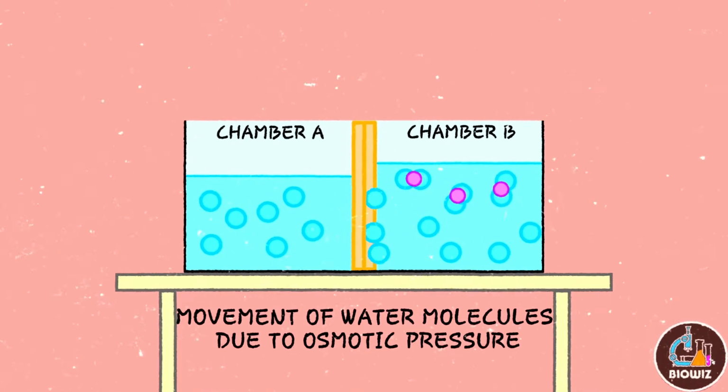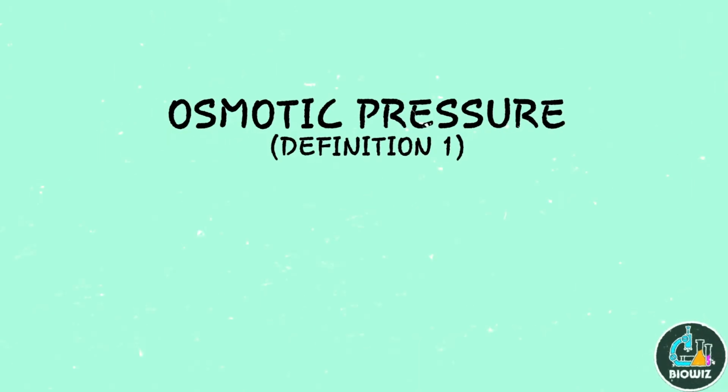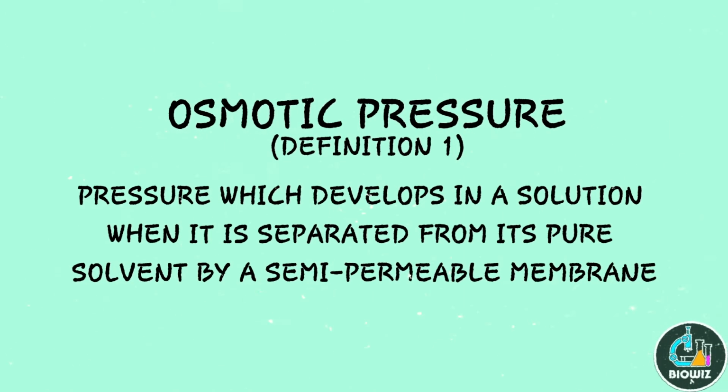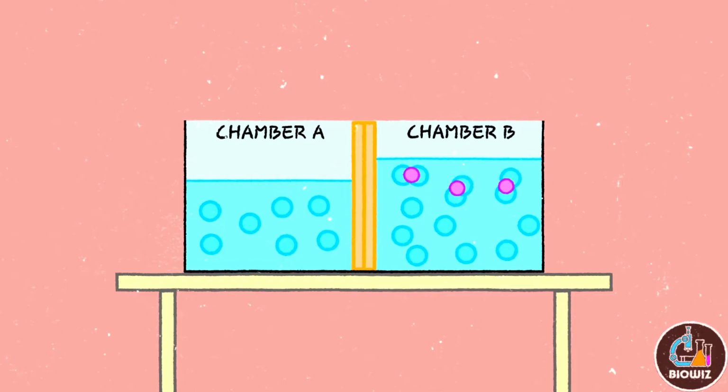So how can we define osmotic pressure? It is the pressure which develops in a solution when it is separated from its pure solvent by a semi-permeable membrane. This pressure is measured in atmosphere or bar units.